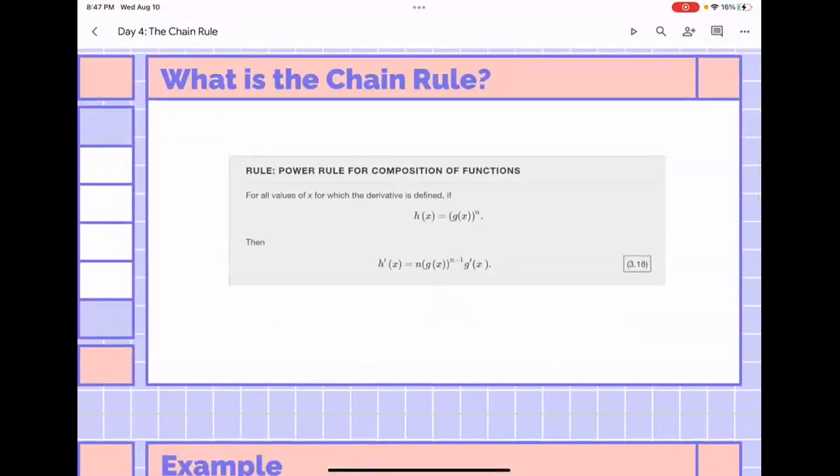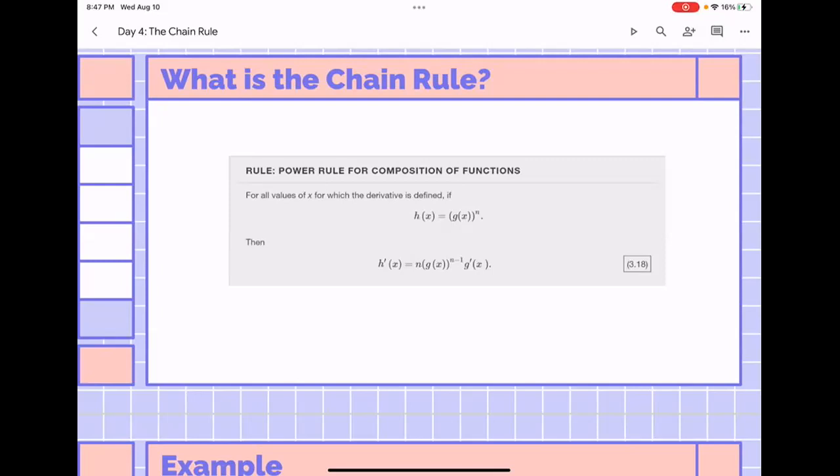The chain rule: for all values of x for which the derivative is defined, if h of x is equal to g of x to the n, then the derivative of h of x is going to be n times g of x to the n minus 1 times g prime of x. Okay, so n is going to be a number and g of x is going to be a function.